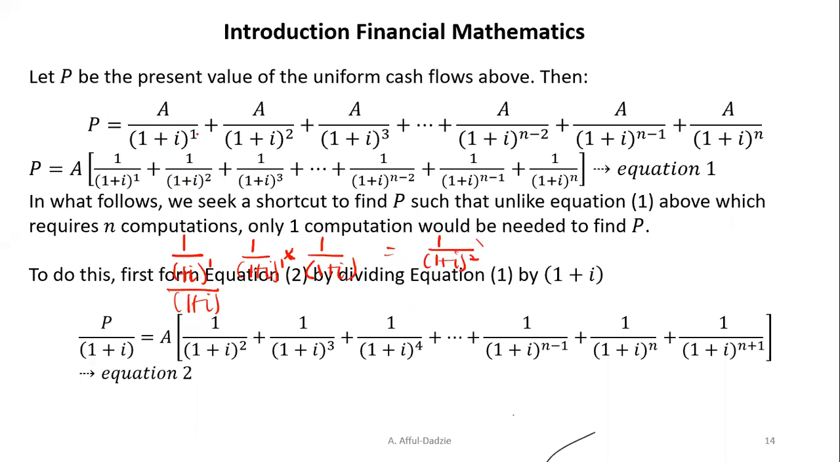So if this has power 1, it will become 2. This will become 3. So that's what we have here, right? When you divide this by this, it becomes this. When you divide this by that, it becomes that. And it goes in that order, and you see that the last one, which is n, will now become n plus 1. That's all we are saying. So we will refer to this as equation 2.